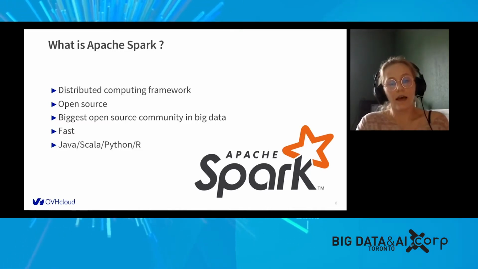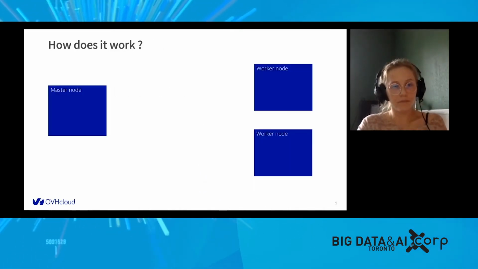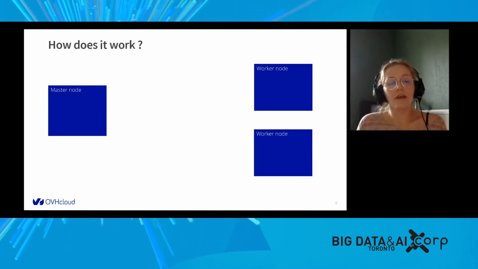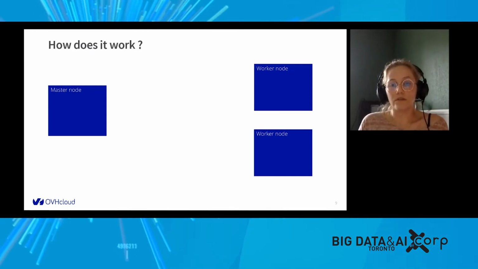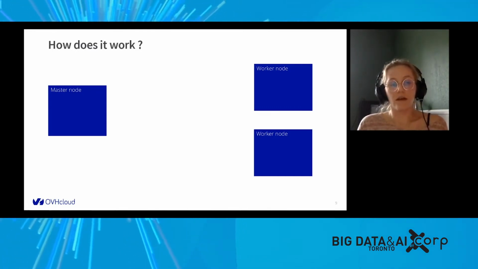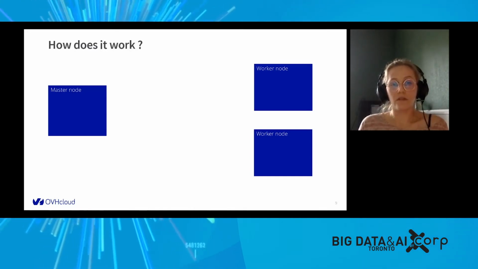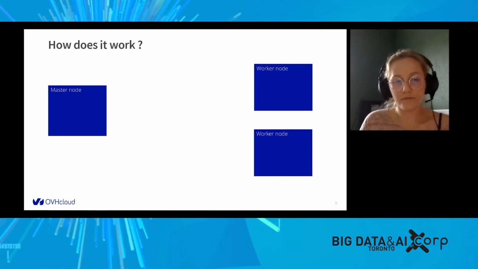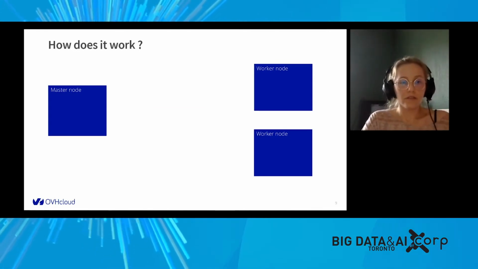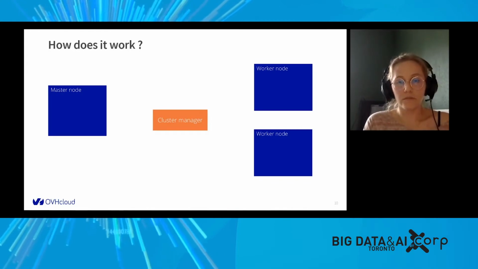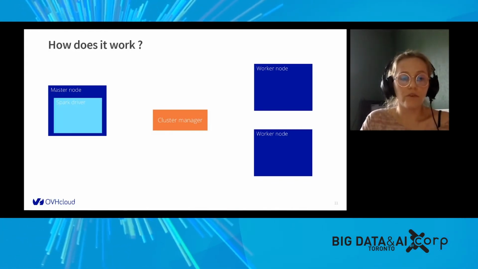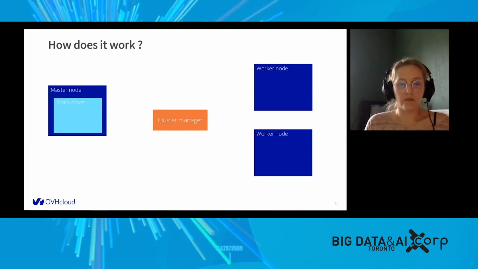Let's see how Spark works. As it's a distributed computing framework, it means that it has to work on a cluster. A cluster is composed of several nodes, like a master node and one or more worker nodes, which are on the same network. Spark also needs a cluster manager to manage the resources of the cluster, and the main program, which is the Spark driver on the master node.